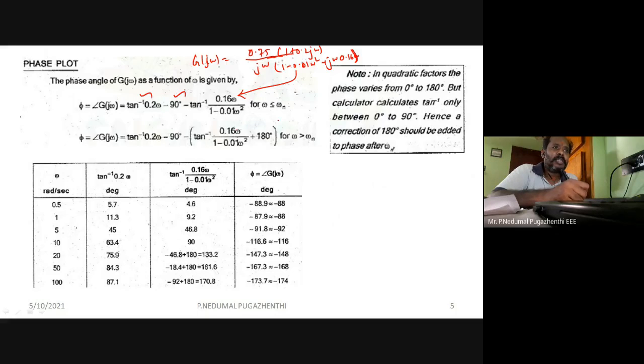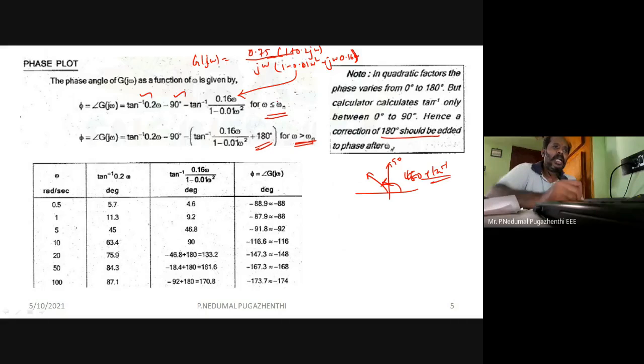And as I said, because of the omega value, if omega is chosen as 10, omega squared is going to be 100, and this is limited to 90 degrees. And if omega is chosen beyond 10, it goes beyond 90 degrees. So a correction of 180 degrees has to be done, which you can see from your S plane. This is 90 degrees, and if it goes beyond this, if you are at an obtuse angle, then you have to add 180 degrees plus the tan inverse of that angle to get your angular value. So you add 180 for this particular term: tan inverse of 0.16 omega by 1 minus 0.01 omega squared plus 180 degrees for omega greater than omega n.